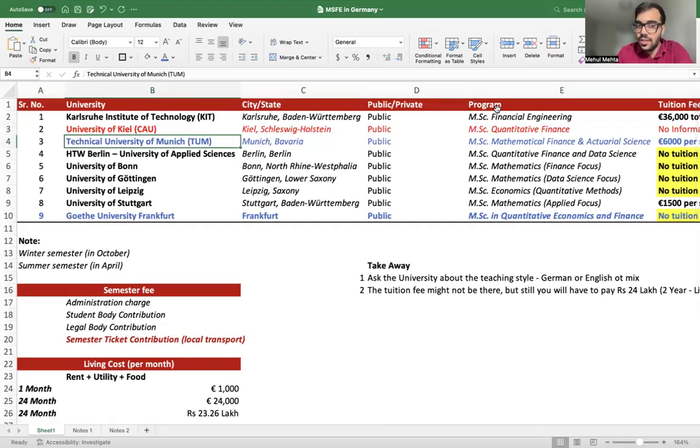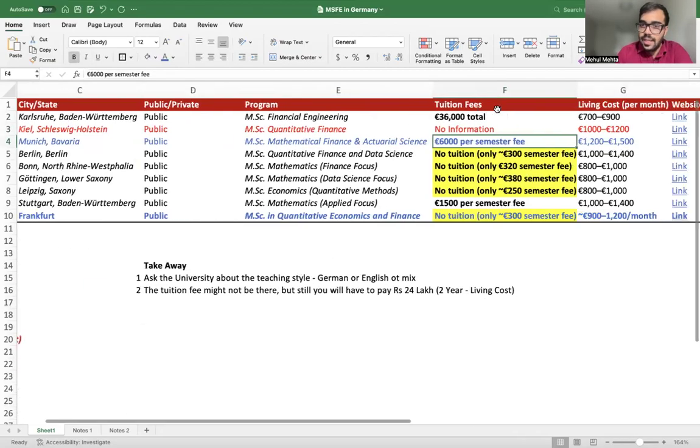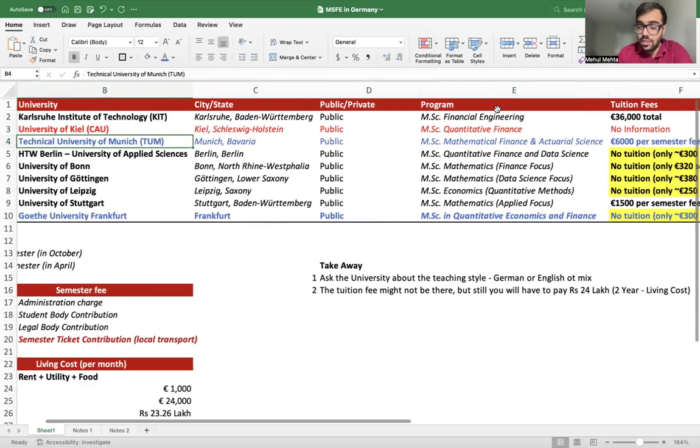Next is Technical University of Munich. It offers a course in masters in mathematical finance and actuarial science. It charges 6,000 euro per semester. Now the thing is, Technical University of Munich, which is also called TUM.